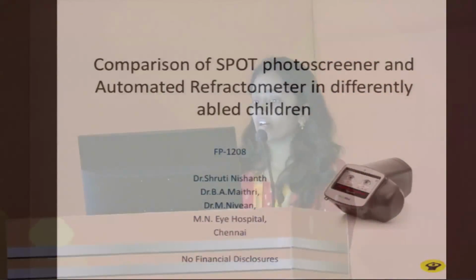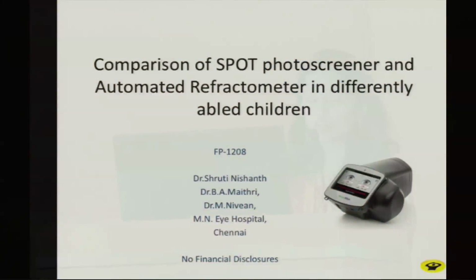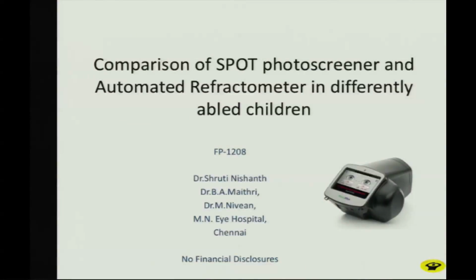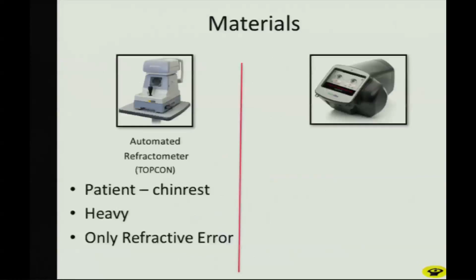Good afternoon. I would be talking to you about comparing the spot photoscreener and the automated refractometer in differently abled children. We all know that differently abled children are generally neglected with respect to their vision and visual acuity testing because they're generally not brought to any eye hospital, and more of their systemic abnormalities are given preponderance. And the automated refractometer is generally used as a standard screening tool in any eye hospital for detecting refractive errors.